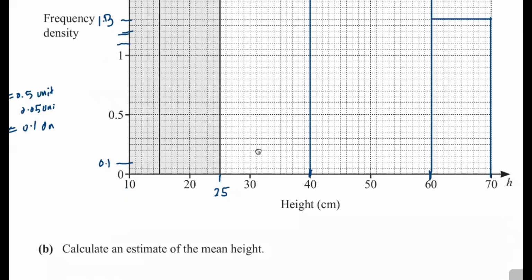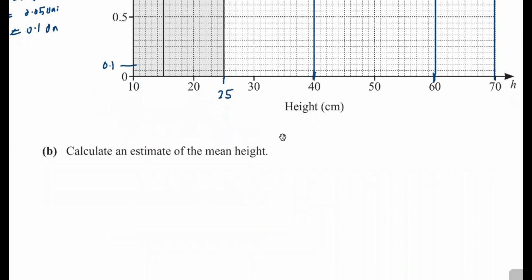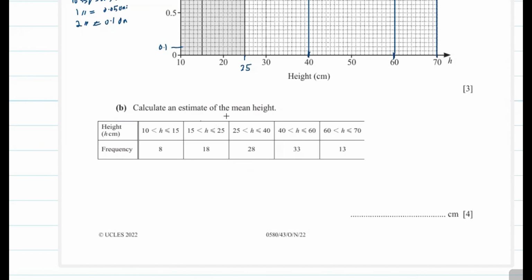In the next part, we calculate an estimate of the mean height. Now calculate an estimate of the mean height. The mean formula, firstly we write the formula of mean. That is equal to the sum of all values, that is equal to summation fx over summation f. This is the mean formula.